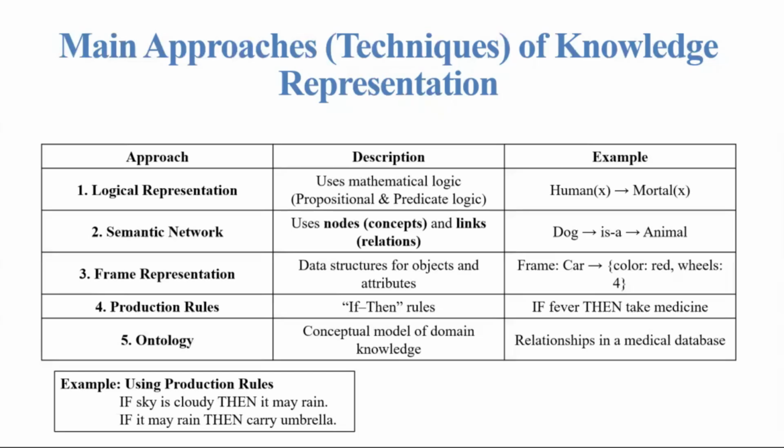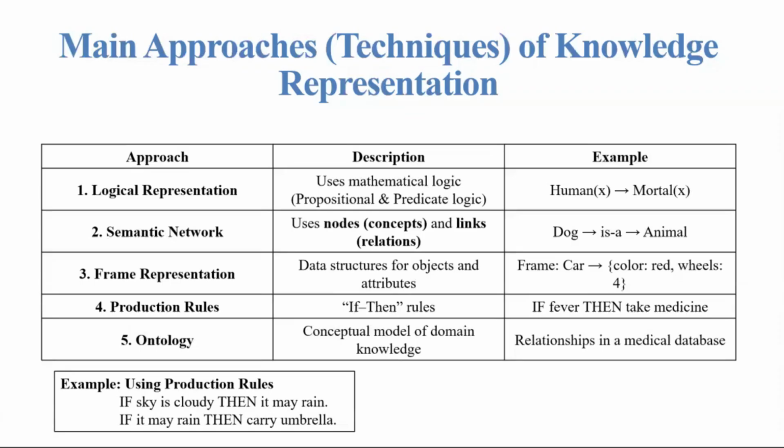Now imagine that today the AI receives information from a weather sensor that the sky is cloudy. The AI checks its stored rules. First, it matches the condition, the sky is cloudy, so it activates the first rule and concludes it may rain. Now, this newly inferred fact becomes another input, and the AI again checks its rules. It finds the second rule, if it may rain, then carry an umbrella. Finally, the AI concludes: carry an umbrella.